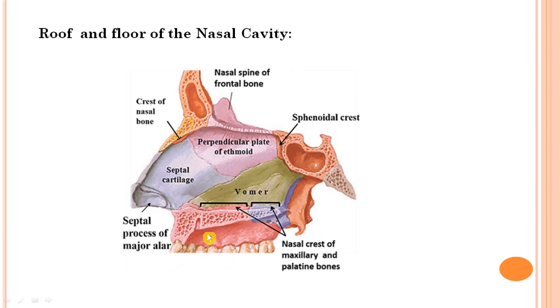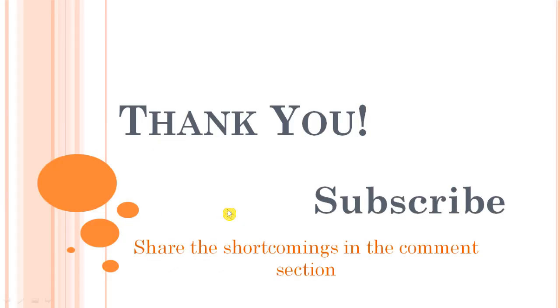Let's talk about the floor. Now the floor is pretty easy. You can see up front, 4/5 of the area is mainly formed by the maxilla, and 1/5 of the area is mainly formed by the horizontal plates of the palatine bone. So that's all about the roof and the floor of it.